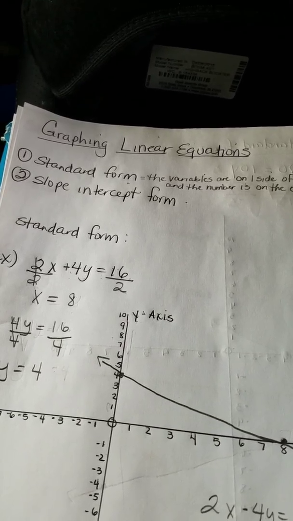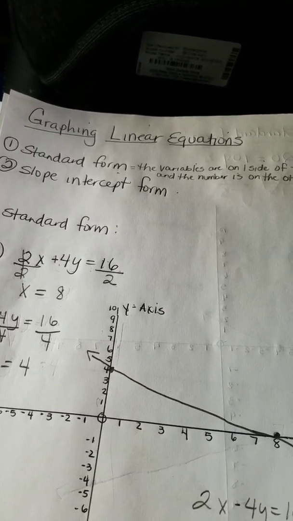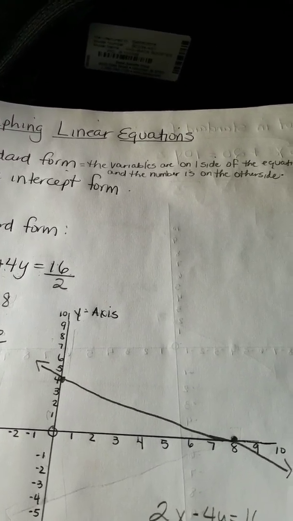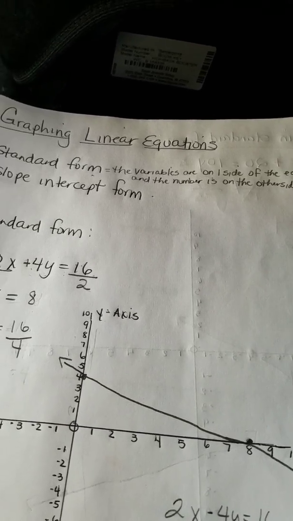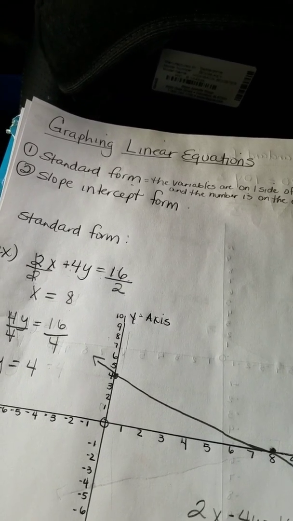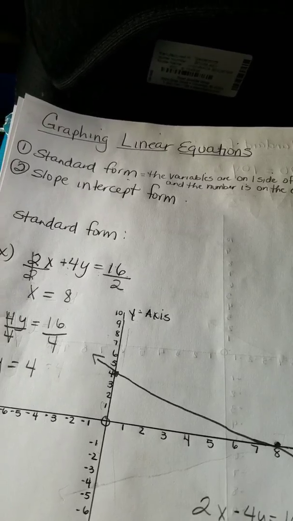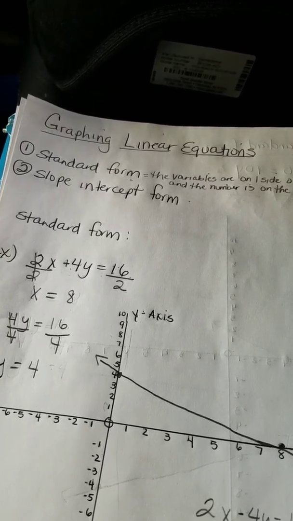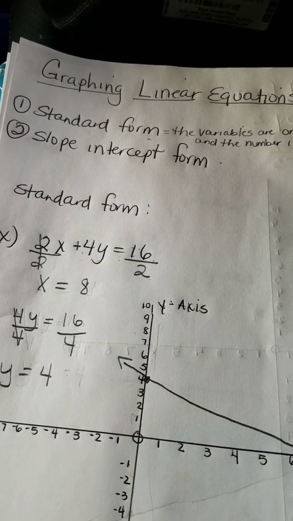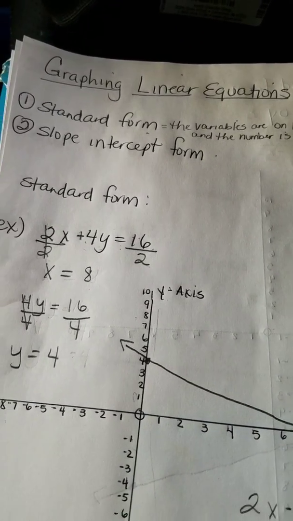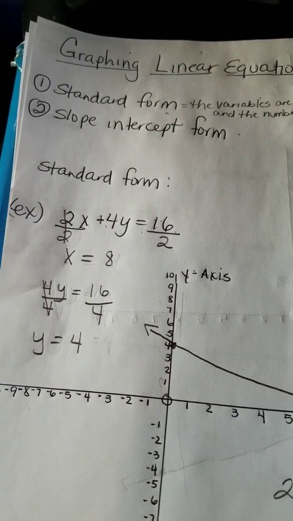There are two ways to graph linear equations. The first way is in standard form, which is when you have the variables on one side of the equation and the number on the other side. There is also a way that we can get a non-standard form, which I will show you in a few minutes. The second way of graphing linear equations is by slope-intercept form. So I'm going to first explain how to graph a linear equation in standard form.